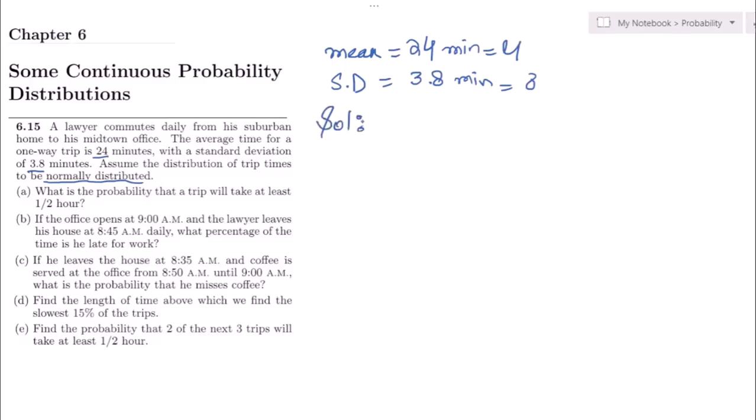So let us start part A. In solving part A of our question: what is the probability that a trip will take at least half an hour, meaning 30 minutes? Okay.